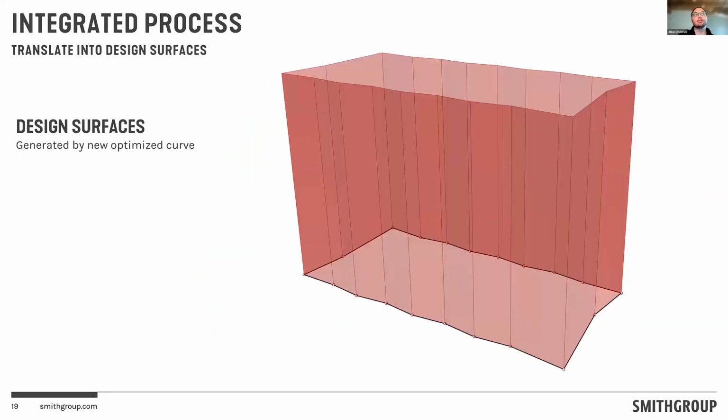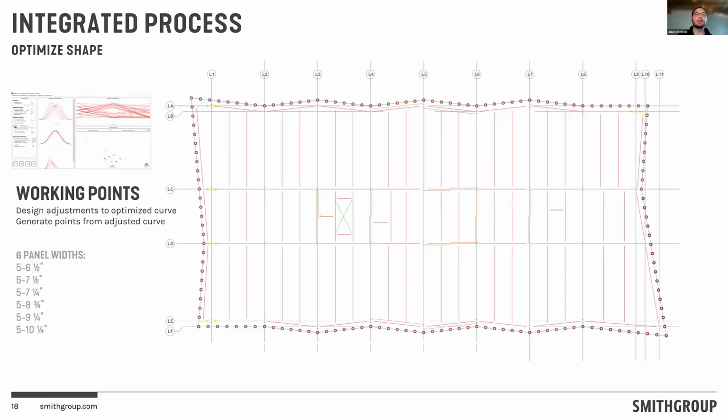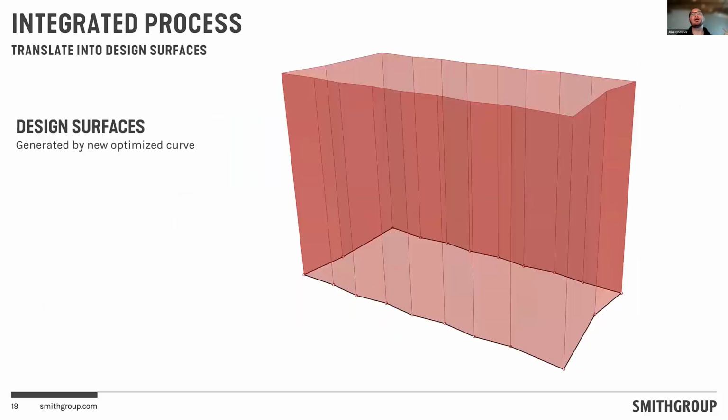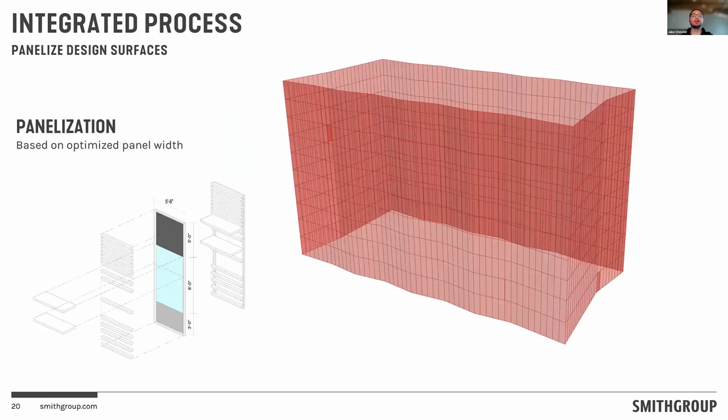Once we have that, we turn it into what I'm calling design surfaces. And then from those working points in the last slide shown here, we can actually panelize those and start looking at it from an architectural standpoint of, okay, is this an opaque panel? Is this a glazed panel? What's the shading technique applied there? And so on.